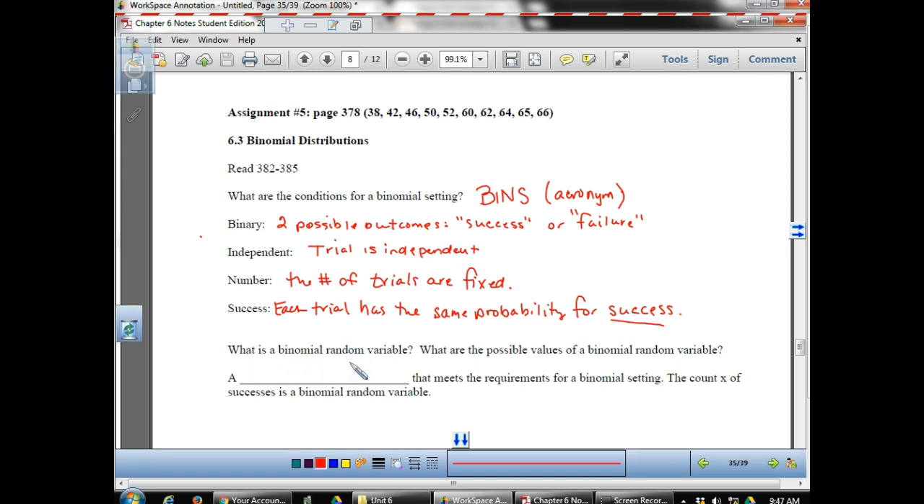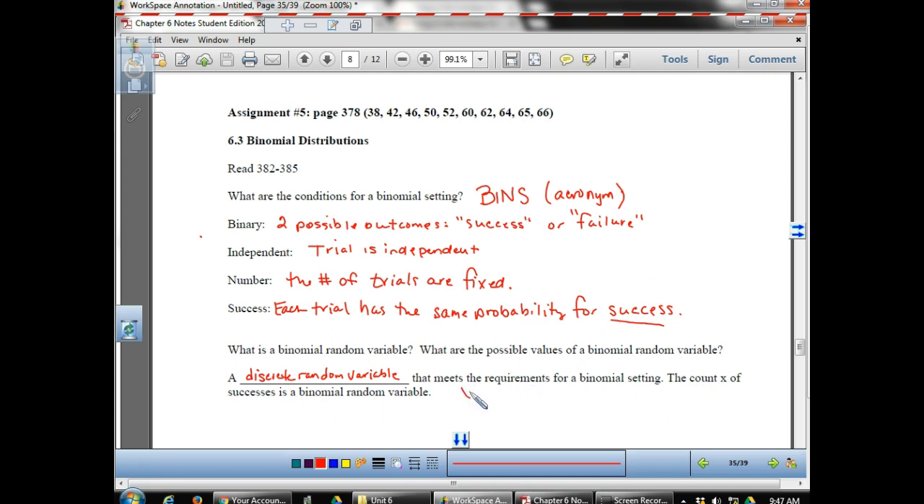So what is a binomial random variable? Specifically, what's the variable? Here we're talking about the distribution; this is the variable itself. So what are the possible values of a binomial random variable? A binomial random variable is just a discrete random variable, which you are familiar with at this point, that meets the requirements for a binomial setting. The count X of successes is a binomial random variable.